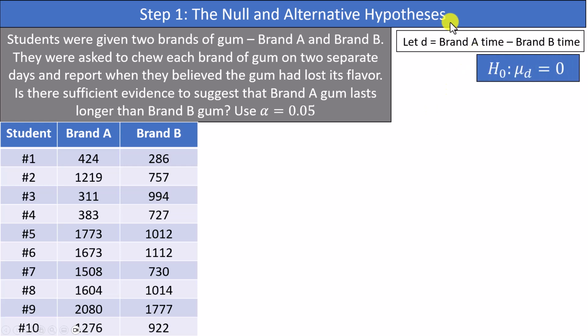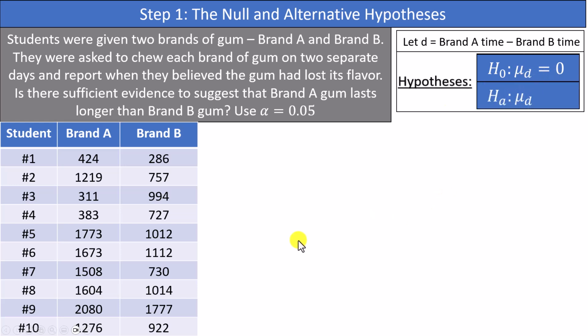No matter how we do the difference, our null hypothesis is always going to be that our mean difference is equal to 0. Basically saying that there's not really a difference between the 2 brands of gum. They both have about the same chewing time, or flavor time. There's not really any difference, or the difference is 0 on average. The alternative hypothesis is where it can be a little bit trickier. This is where you have to consider how you've defined your difference, and also the wording given in the problem.